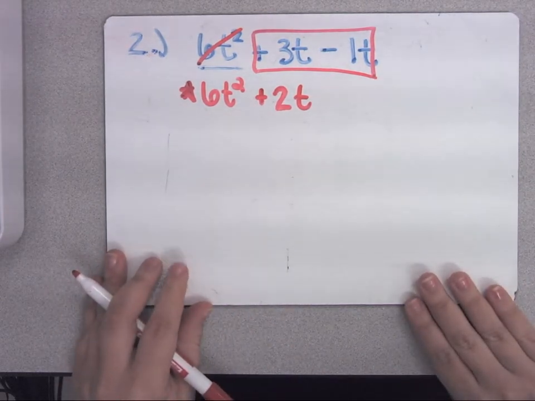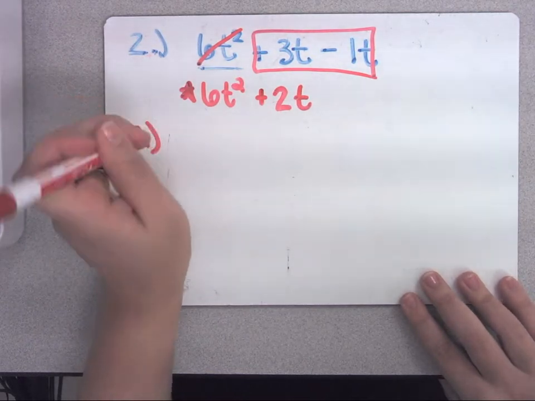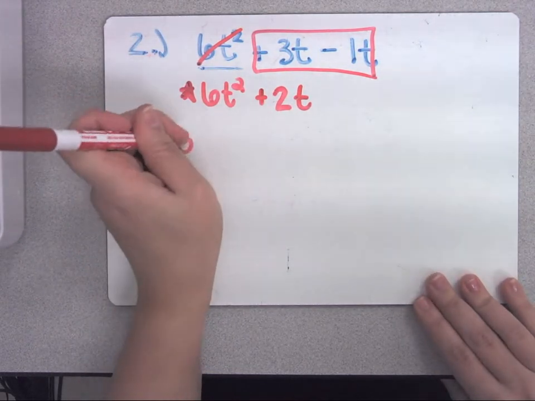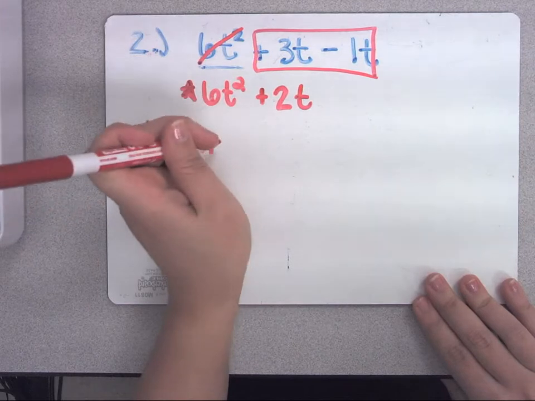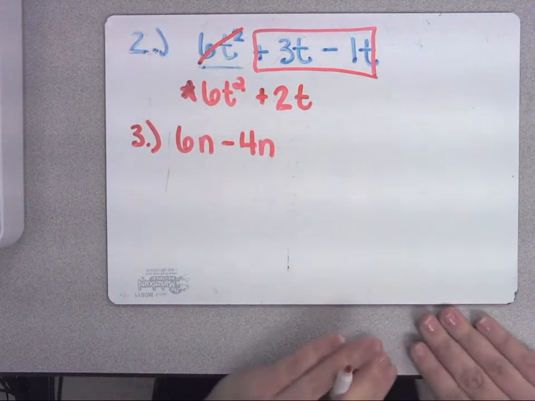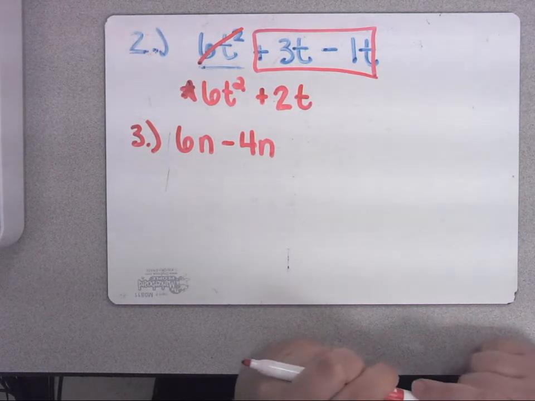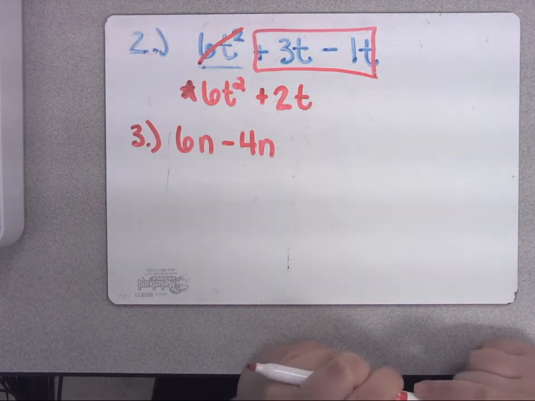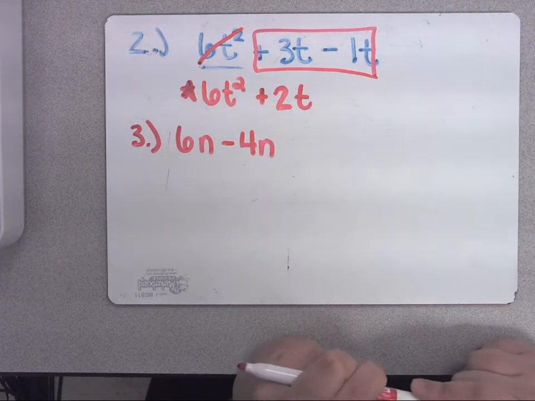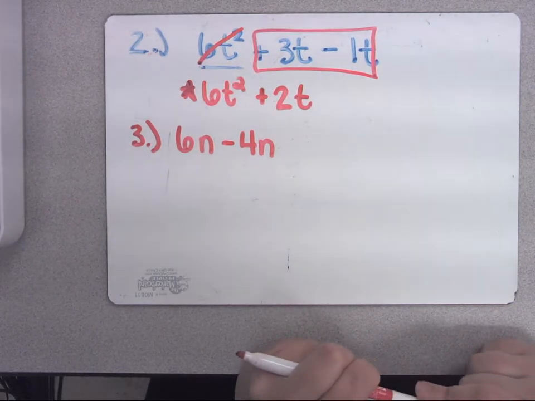Let's try another one. 6n subtract 4n. Can you all do this on your own? Do it on your own real quick. Write your answer down. Give it a little bit. We'll see if we get all the same answer, okay?